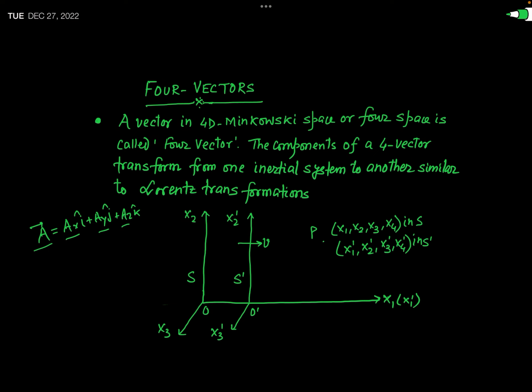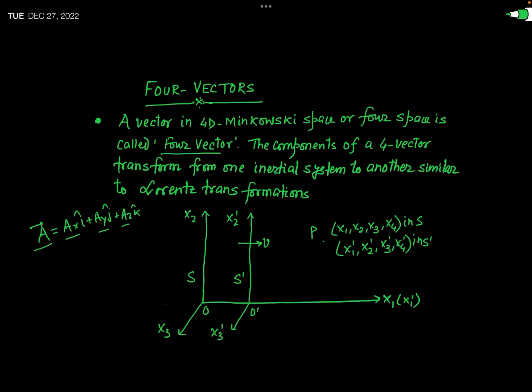So four vector is what? This is just a vector defined in the four-dimensional space, which is called Minkowski space or the four space or world space, you know. So I have defined here that a vector in 4D Minkowski space or four space is simply called four vector. Okay.